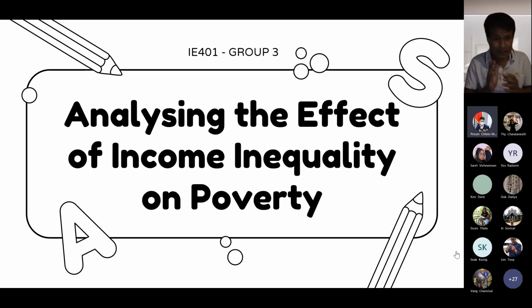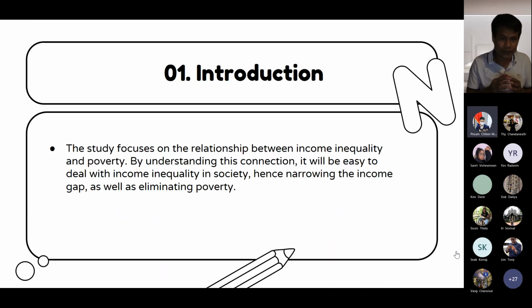First, what I want you to observe is that the title of the paper states "analyzing the effect of income inequality on poverty." So they specify both independent and dependent variables. What is the independent variable of interest? Income inequality. What is the dependent variable? Poverty. But if you go to the objective, can you move the slide to the objective?